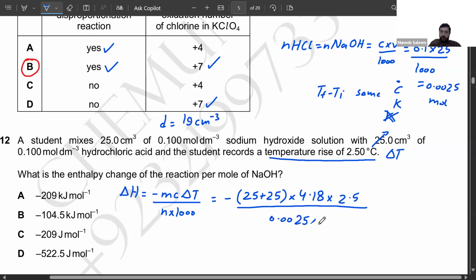Okay, now we put the value over here, 0.0025 into 1000. Now when you calculate this, you will get an answer of -209. Now we have two values, -209 over here, -209 over here. But since the value has been taken by dividing by 1000, that is used to convert joule into kilojoule. That's why we divide it by 1000. So the answer is in kilojoule per mole, and as such, the correct option is option A.